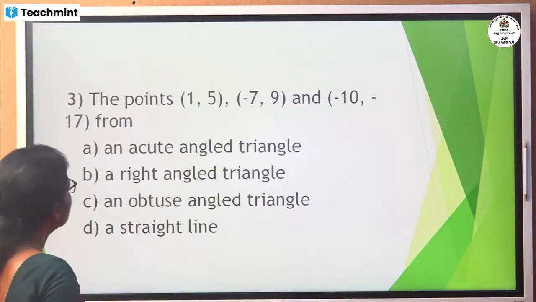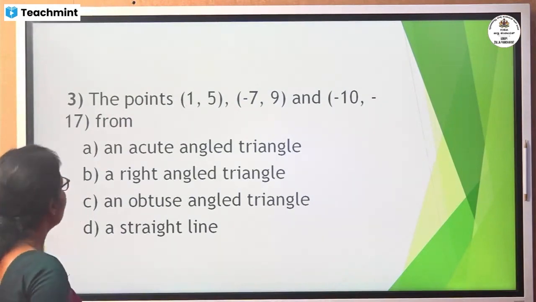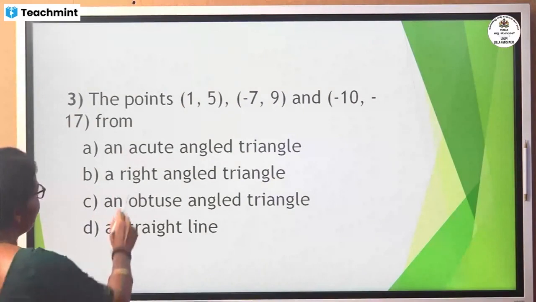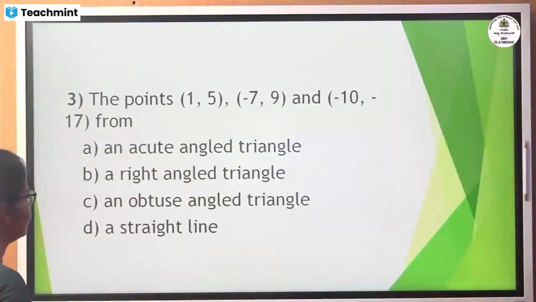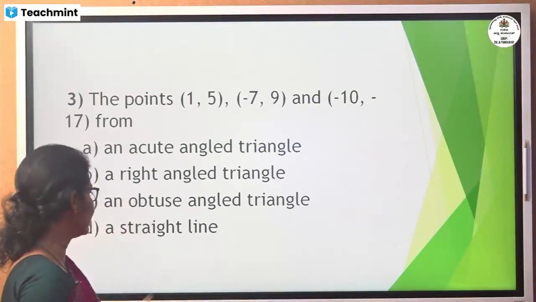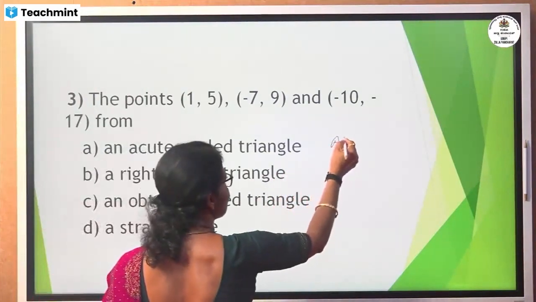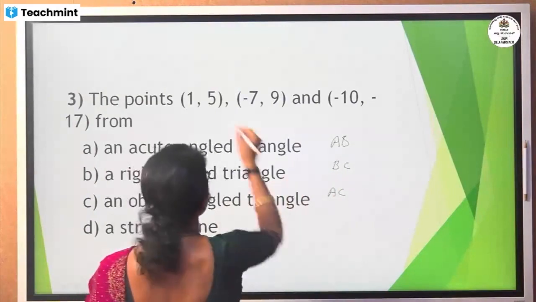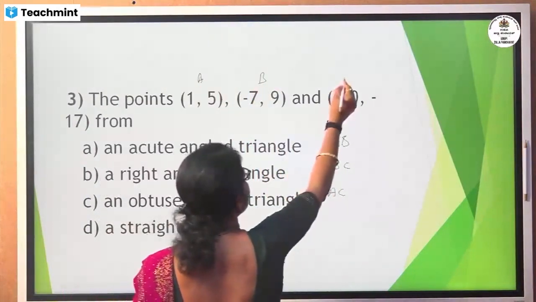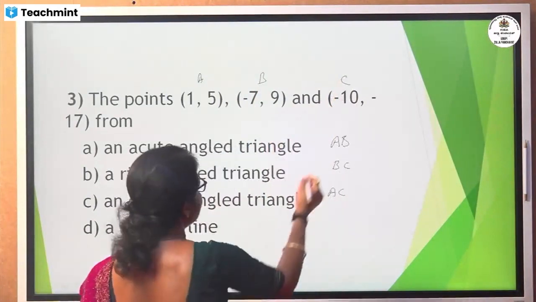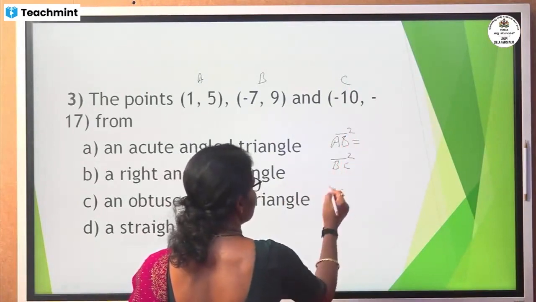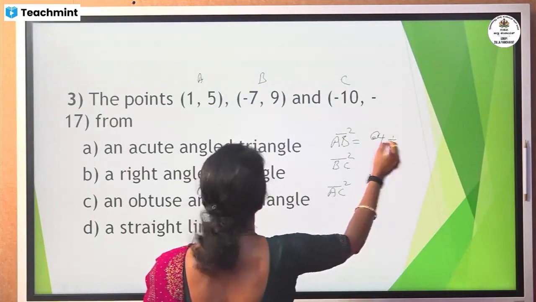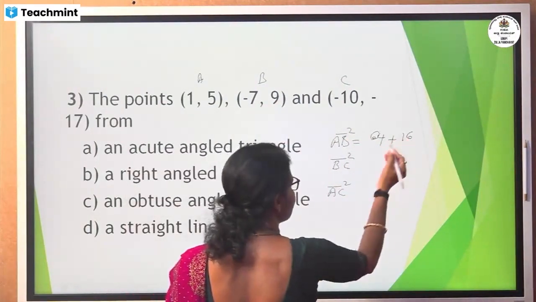Third question. The points (1, 5), (minus 7, 9) and (minus 10, minus 17) form an acute angle triangle, right angle triangle, obtuse angle triangle or straight line. We'll check. Before judging the answer, you have to find the lengths of the sides. Get length AB, length BC, length AC. Mark all the points, A, then B and C. Use the distance formula and get AB square only, no need to take the root. AB square is (minus 7 minus 1) minus 8 the square 64, plus (9 minus 5) 4 the square 16. So we'll get 80.